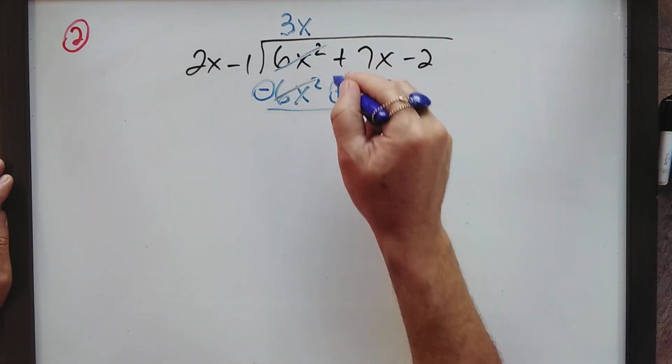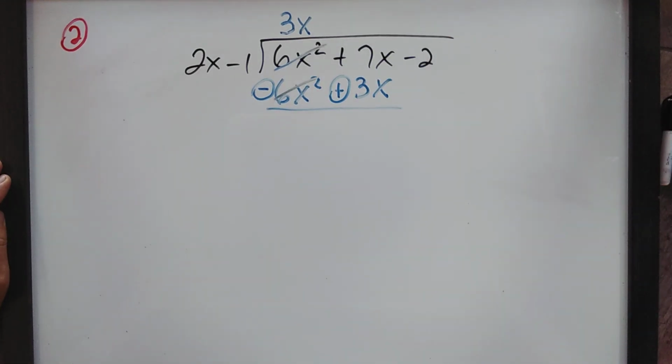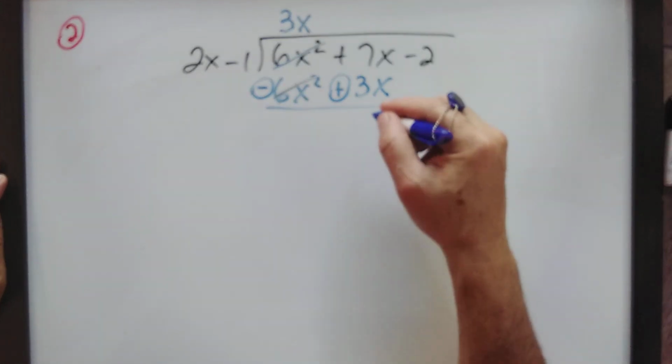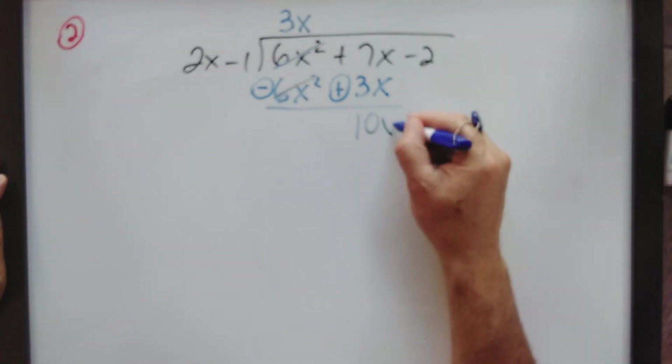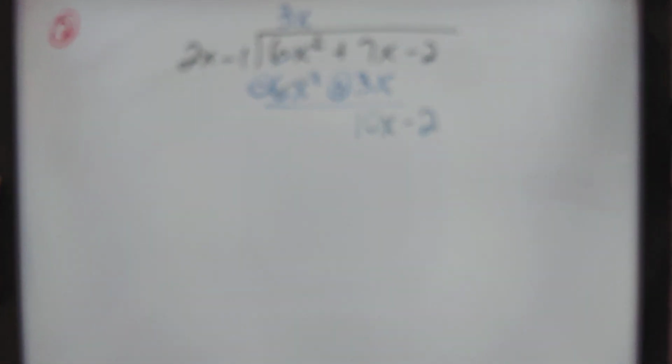So these always cancel out, right? The first column always cancels out. And then we combine these. 7 plus 3 is 10x. Bring down the last term. And now we repeat the whole process again.